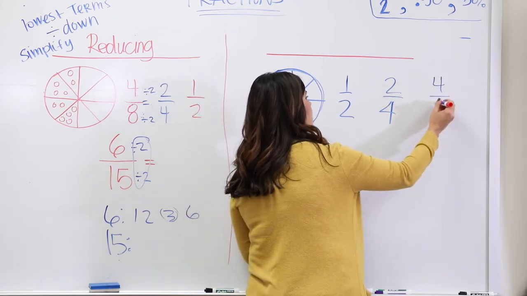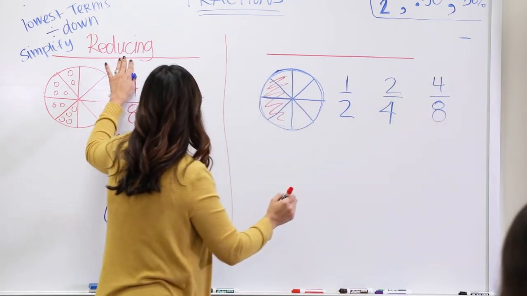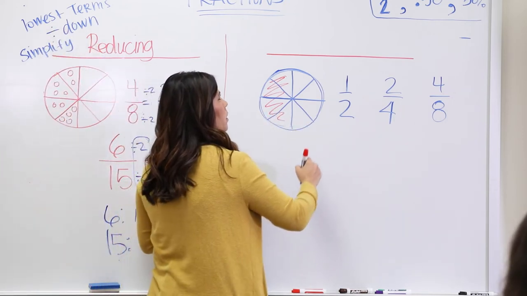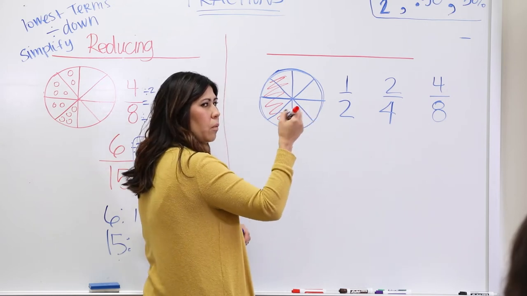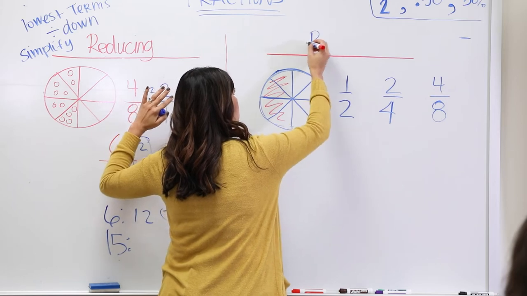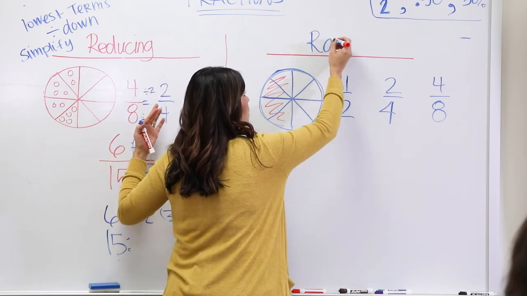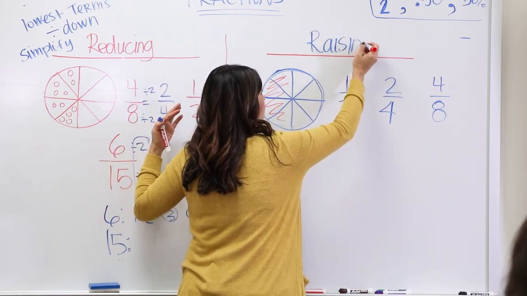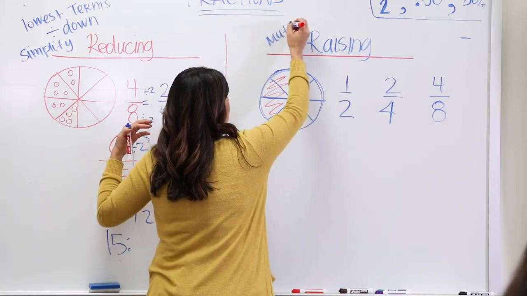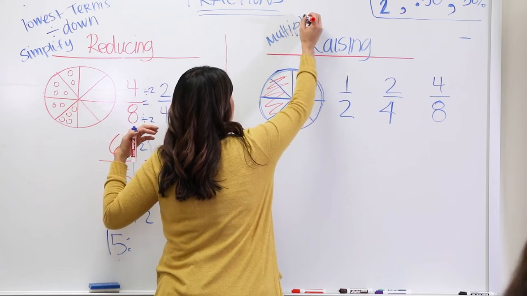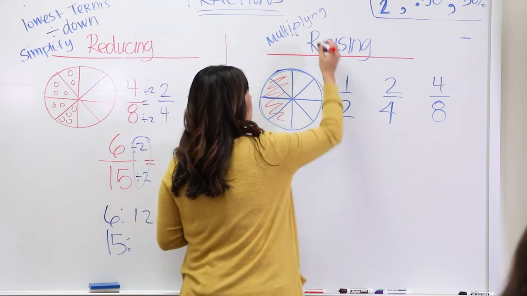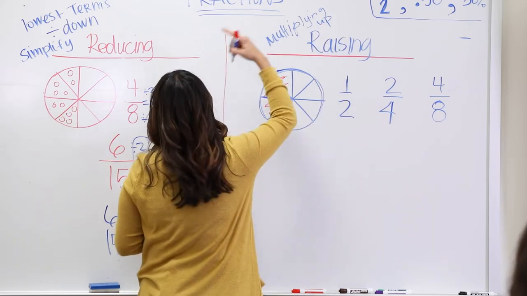4/8. Uh-huh, 4/8. So if this was reducing and dividing down, anybody maybe know what I might name this? Starts with R too. I don't know. We all call these things something different, I think. I would call this raising or multiplying up. Multiplying up, right? Dividing down, multiplying up.